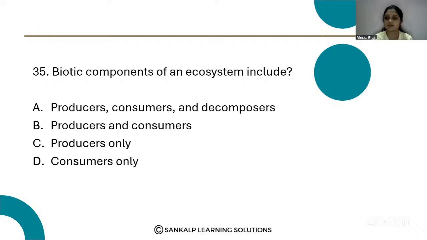Next question. Biotic components of an ecosystem include producers, consumers, and decomposers; producers and consumers; producers only; consumers only. This question is also something we already learned. So option A, producers, consumers, and decomposers, is the correct answer. The biotic components of an ecosystem are producers, consumers, and decomposers.